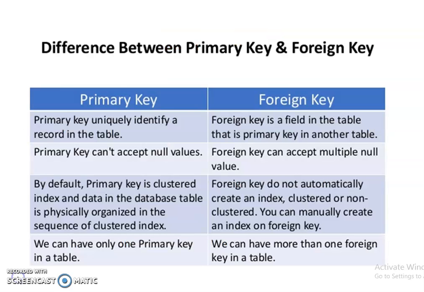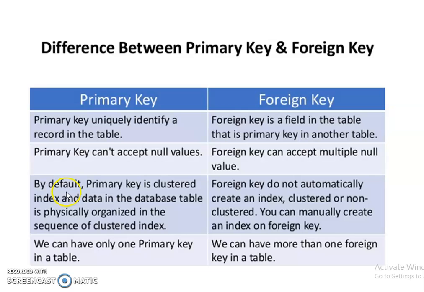Okay. So the next topic is difference between primary key and foreign key. Primary key uniquely identifies a record in a table. Always remember, primary key uniquely identifies a record in a table, and foreign key is a field in the table that is primary key in another table. Also, primary key can't accept null values. Foreign key can accept multiple null values.